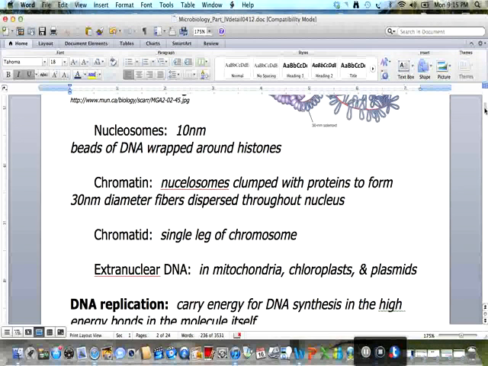The 10 nanometer beads of DNA will wrap around the histones to form nucleosomes. The nucleosomes will clump with a protein to form 30 nanometer diameter fibers dispersed throughout the nucleus as chromatin. When in the form of a chromosome, the single leg of the genetic material is the chromatid. There is also extranuclear DNA found in the mitochondria, chloroplasts, and plasmids.